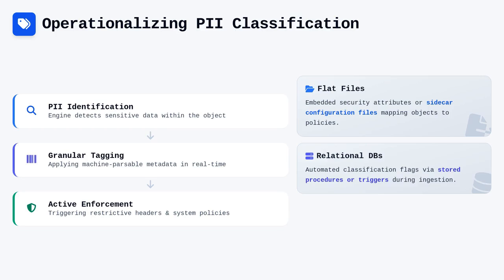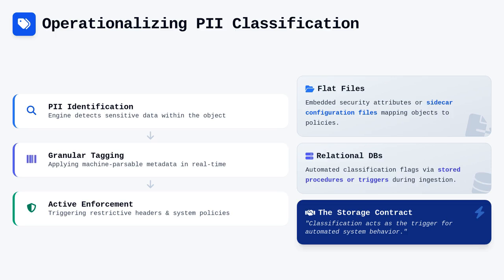If a system identifies a specific flat file as containing sensitive data, it should automatically trigger a write-to-disk operation that includes restrictive metadata headers. Within relational databases, we can use stored procedures or triggers to update classification flags in system tables whenever new records are ingested. This architecture transforms the classification layer into an active policy enforcement point rather than a passive report. Think of this as defining a contract between your identification logic and your storage layer, where the classification acts as the trigger for automated system behavior.